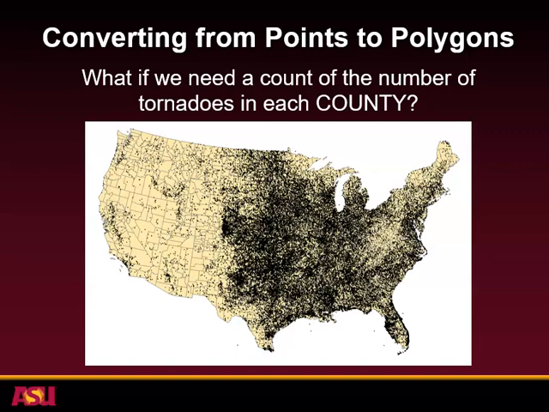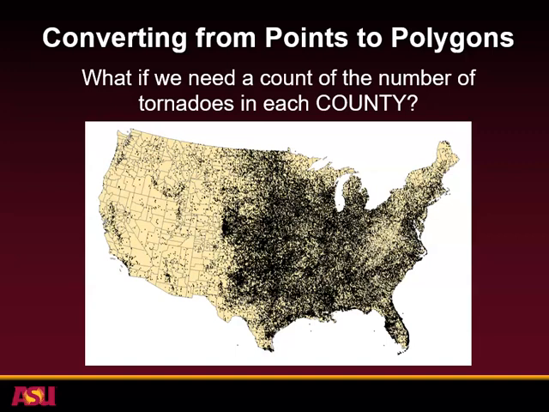So this map is the tornado map, where every dot is a tornado that occurred in the US. But what if we wanted, instead of the dots themselves, the points, what if we wanted a count of the number of tornadoes that happened in each county in the US? So underneath the point map, we have a county map for every county in the US.